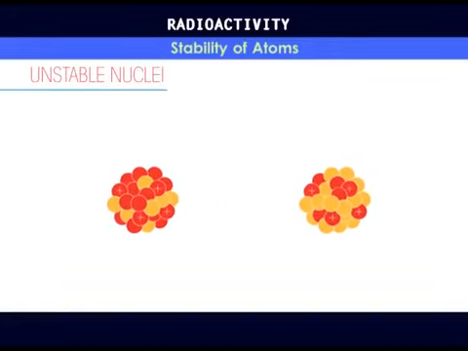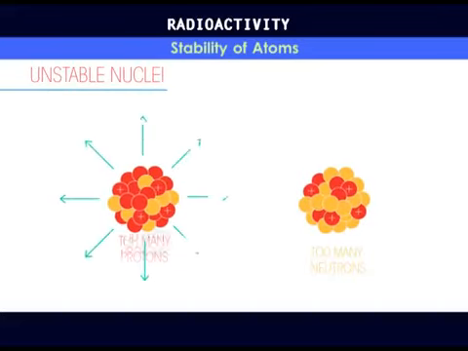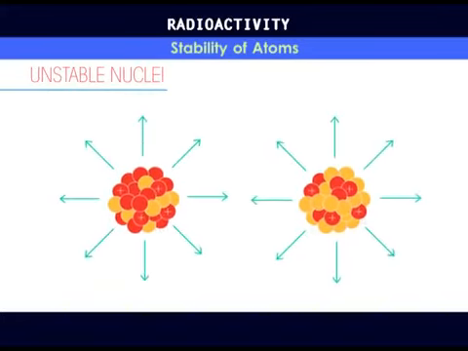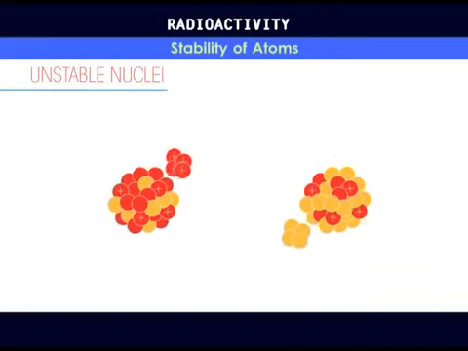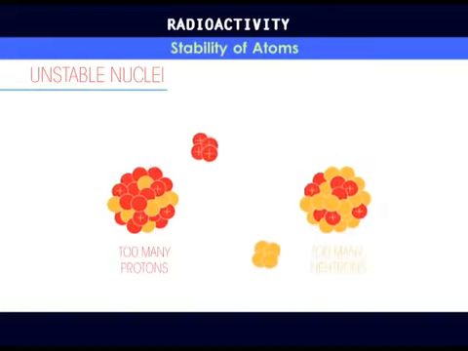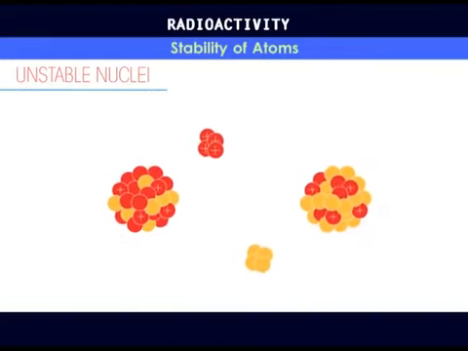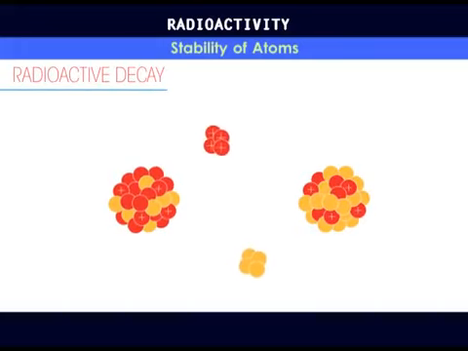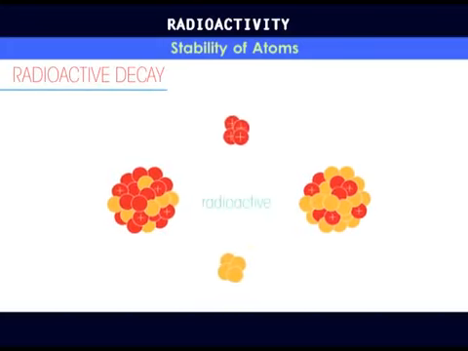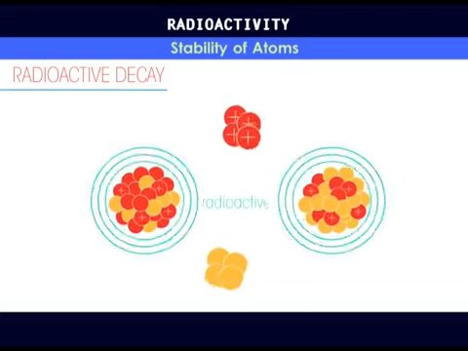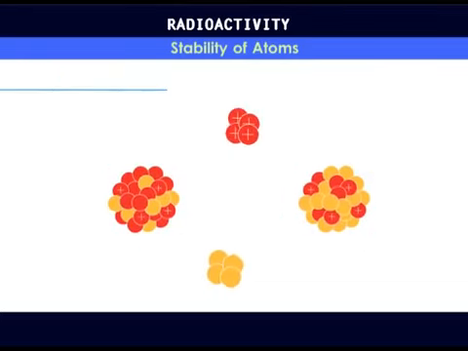Unstable nuclei either have too many protons or too many neutrons, upsetting the strong nuclear forces. Unstable nuclei try to balance themselves by giving off the excess protons or neutrons. This is called radioactive decay. Unstable nuclei are said to be radioactive and emit radiations. Isotopes that are radioactive are called radioisotopes.